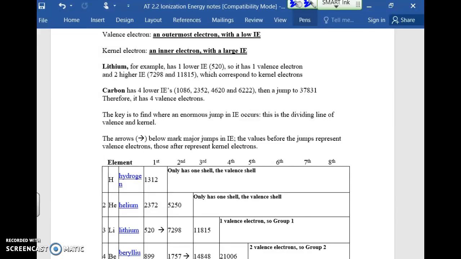I've given an example here with lithium. I'm going to accompany this with a sketch. Lithium's an easy one to draw. It has a nucleus with a certain nuclear charge. It has two occupied energy levels.